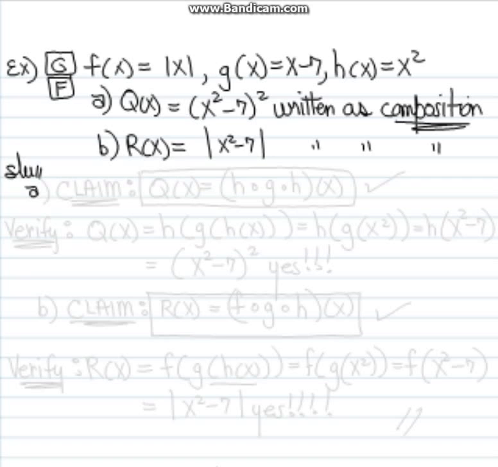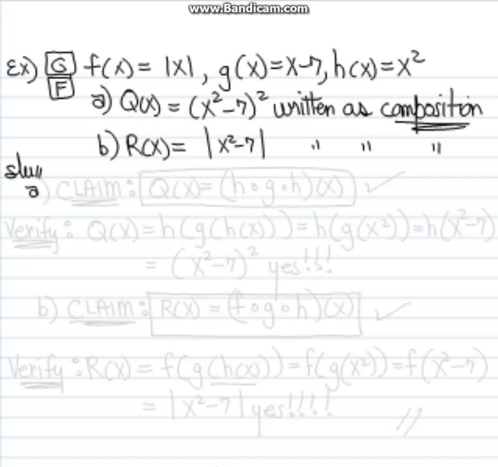Given that f of x is equal to the absolute value of x, and g of x is equal to x minus 7, and h of x is equal to x squared, find a new function named q of x, which is equal to (x squared minus 7) to the second power. Find that function written as a composite of the given functions.